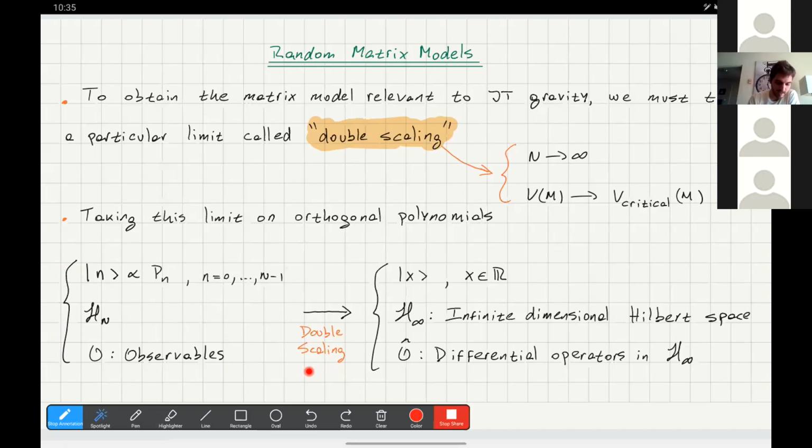So the idea is that you have the observables that under the double scaling limit get mapped in this particular way. The Hilbert space formed by the orthogonal polynomials is no longer discrete, but now it's a continuum. So now your observables are actually differential operators.